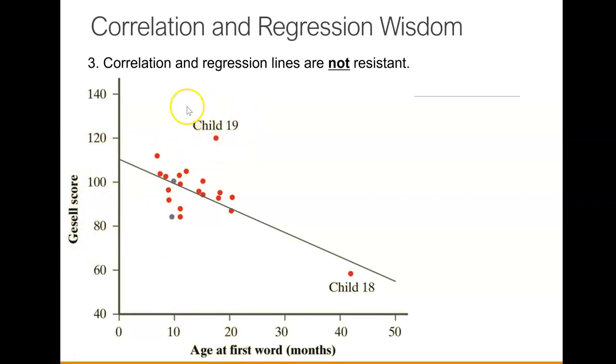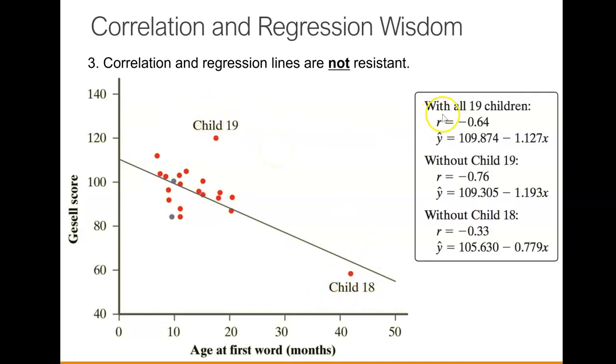It looks like we have two possible outliers, which I've called child 18 and 19. With all the children, our R value is negative 0.64. If I eliminate child 19, the R value changes to negative 0.76. And if we lose child 18, it now drops way bad to negative 0.33. Why did it improve when we lost child 19, but get worse when we lost child 18?